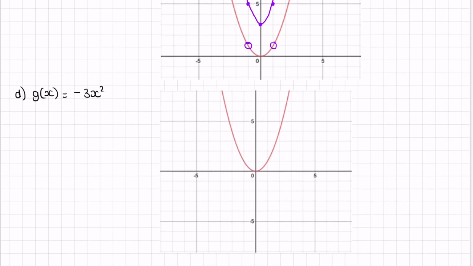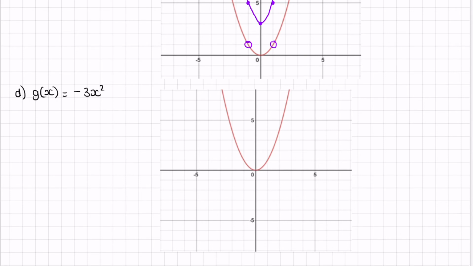D, minus 3x squared. So first of all, with minus 3x squared, the whole function is negative, so it's going to flip across the x-axis. Then it's 3 times, so all our y values will multiply by 3. Let's start at the origin. The origin is 0, 0, which is going to stay the same when we reflect it, it's still going to be at 0. If you multiply 0 by 3, it's still going to get 0.